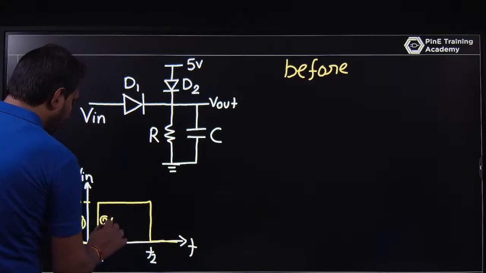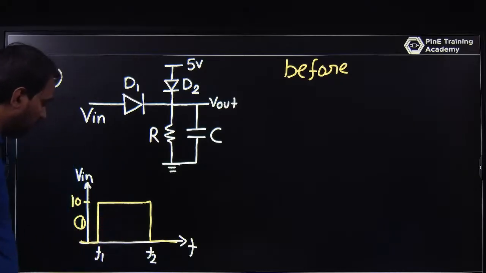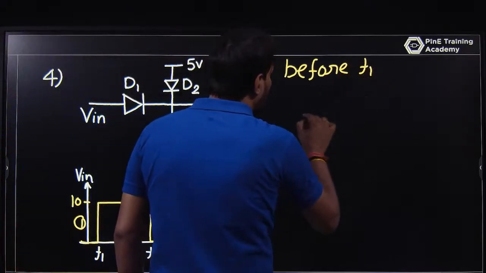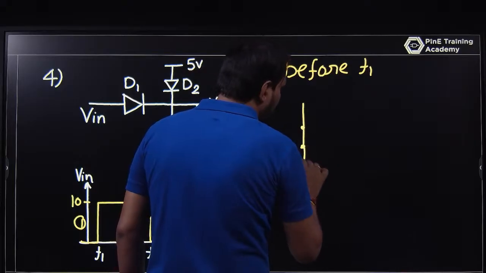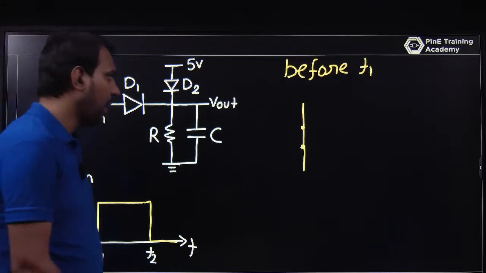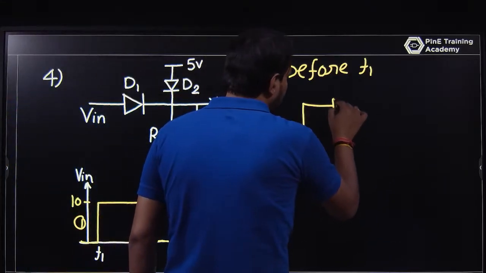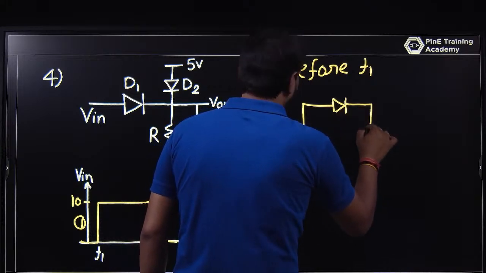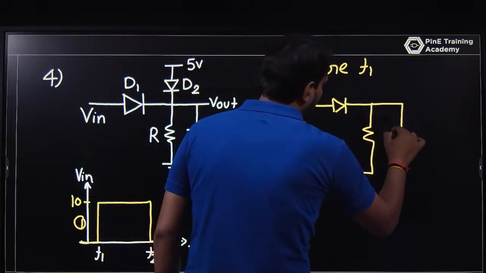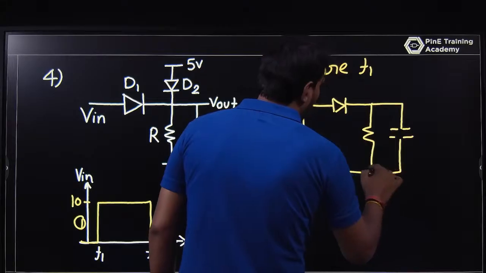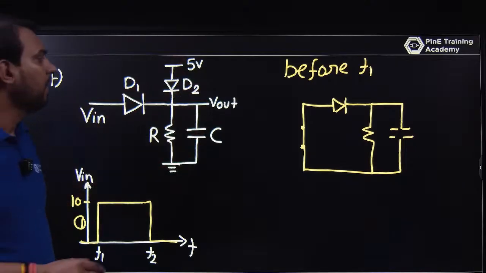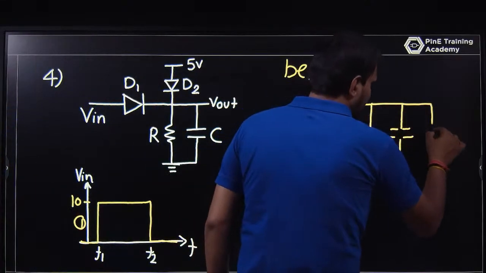So let's start with before T1. Before T1 the input voltage is 0, and an input voltage of 0 means the internal resistance is 0, that is a short circuit. You have a diode here, that is D1, and you have a resistance, and then you have a capacitor here. You just convert D2 in a way that will be easy. You can make the logic in this way.